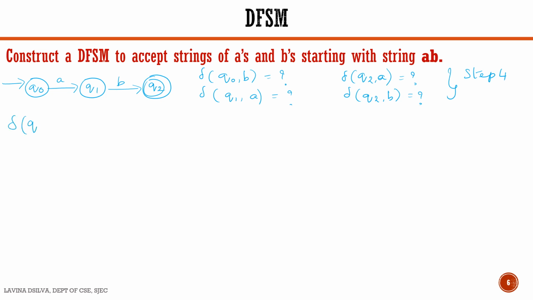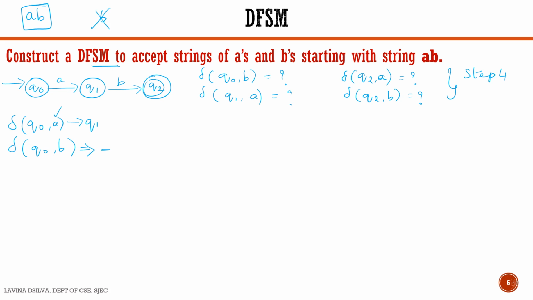Delta, Q0 and A. We had a transition to Q1, because the string has to start with AB. The string has to start with AB. So this is why. Can we have B in state Q0? Can the string start with B for this DFSM? No, we cannot start it with B.